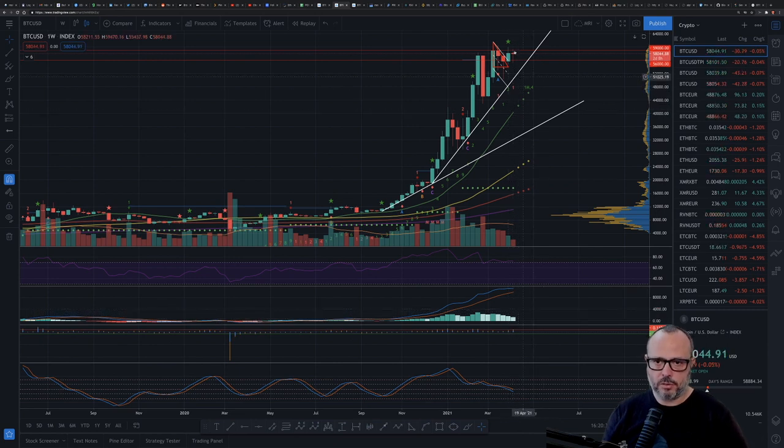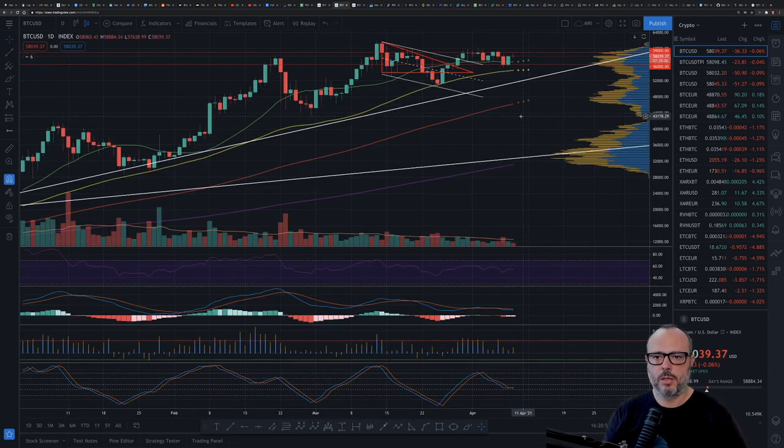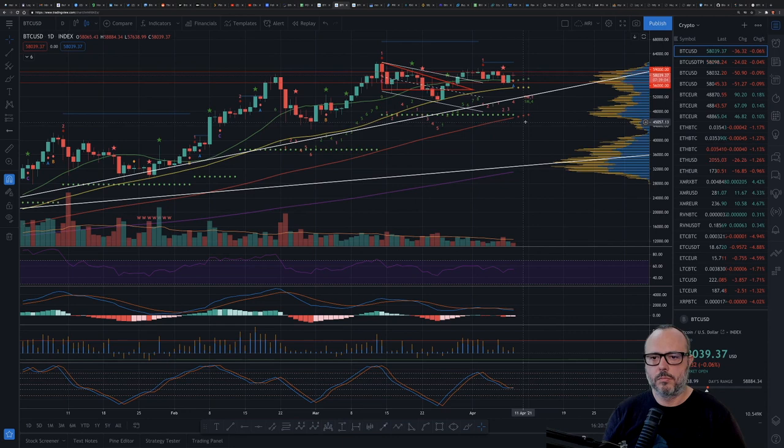However, if we are able to close this above 59, as I said before, and break the ascending triangle, that would be a very good sign. So let's go quickly to the daily. Loading the MRI. Okay, the MRI is loaded.